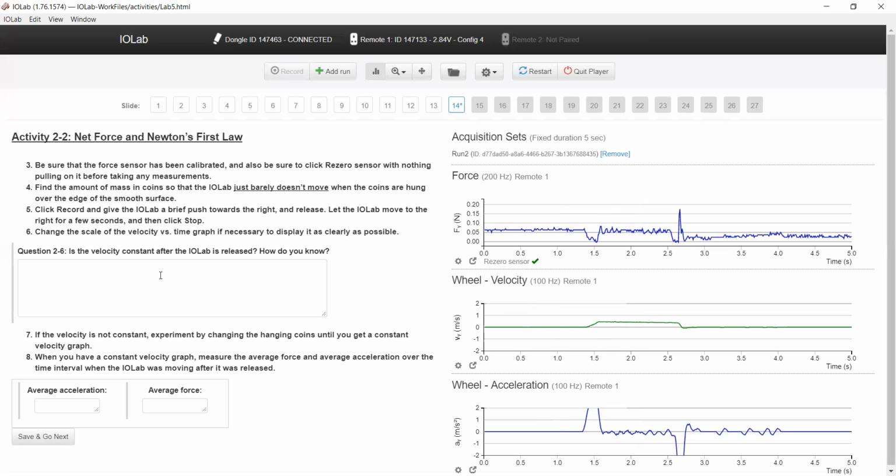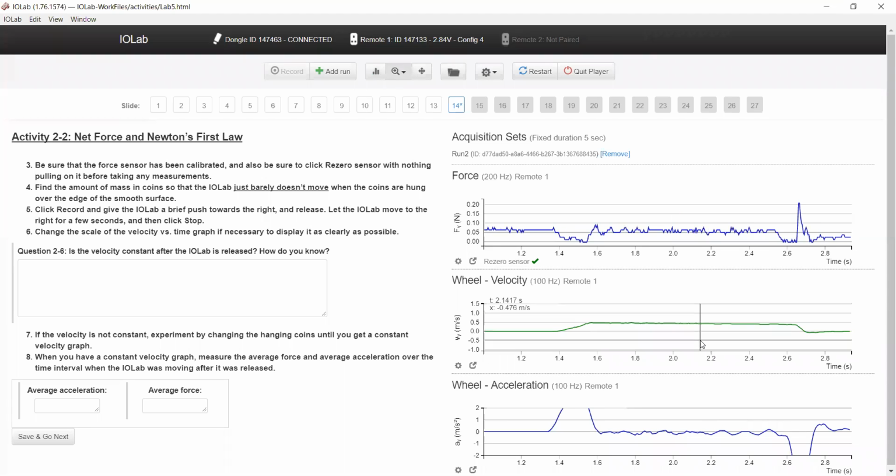So you may go ahead. Is the velocity constant, or is the velocity not constant? Experiment by changing the hanging coins. We need to have a constant velocity. We already said our goal has to be constant velocity. Let's select the area of interest, from here to here only. We don't need more than that. So the area of interest was this one, constant velocity. You might not have it perfect, but try to have it as constant as possible.